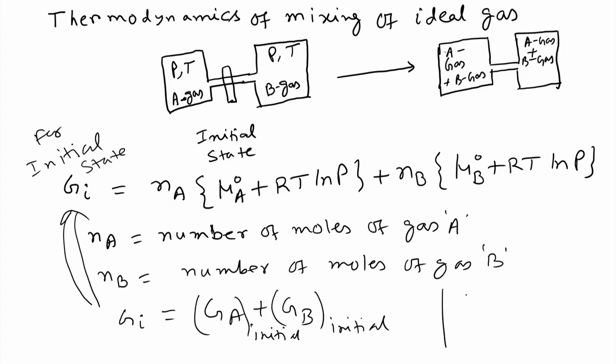And we have derived that G is nothing but N times mu, which we already discussed, and mu is nothing but mu naught plus RT ln P. So, we use these expressions to calculate G I, and if we substitute G A by N A times (mu naught A plus RT ln P) and G B by N B times (mu naught B plus RT ln P), we get that equation.